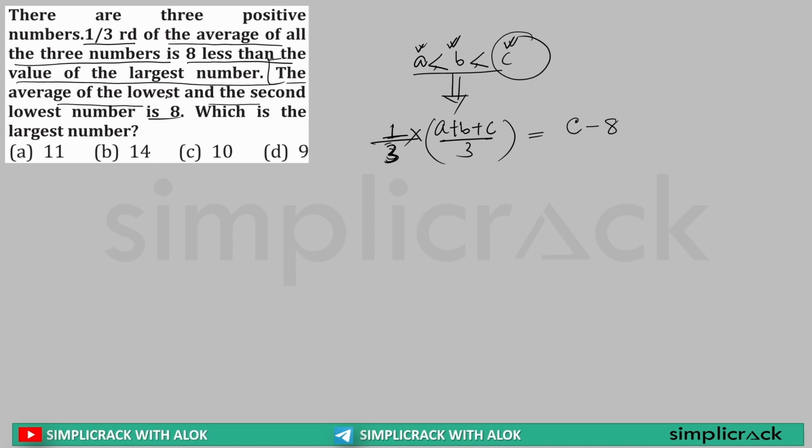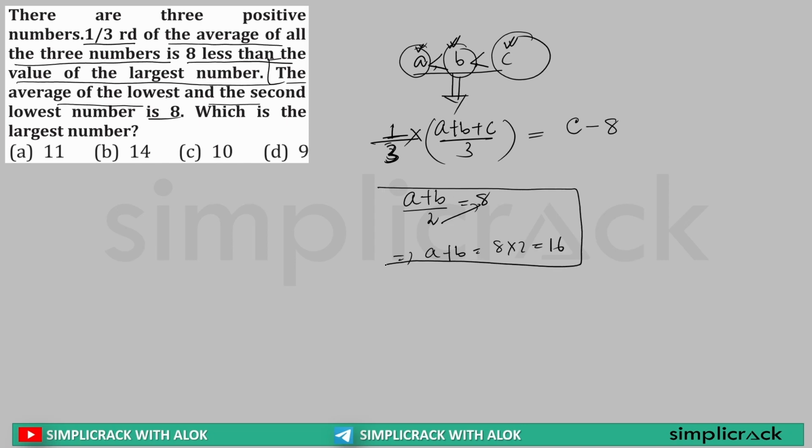Sir, the average of the lowest and second lowest. Sir, this is the lowest, this is the second lowest. So the average of this, sir, is A plus B divided by 2. And the average of this is what? Sir, 8. Yes or no? Yes, sir. If A plus B by 2 is 8, this will cross multiply here. Sir, A plus B is what? 8 into 2, that is 16. Clear or not?